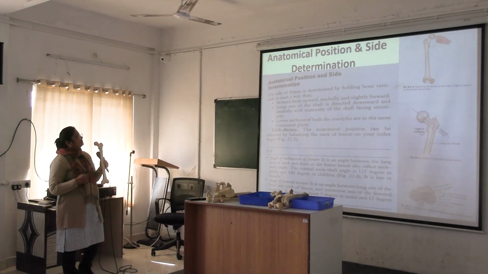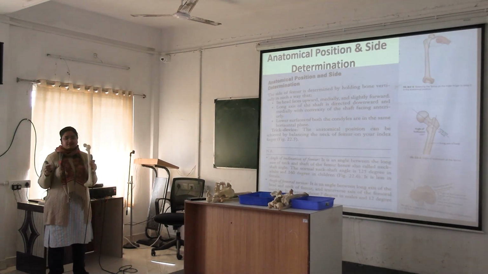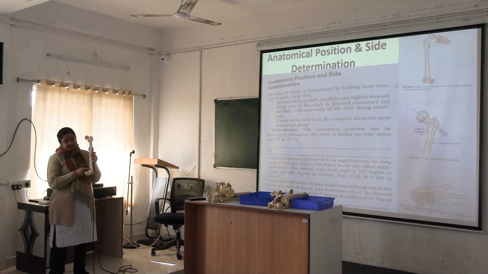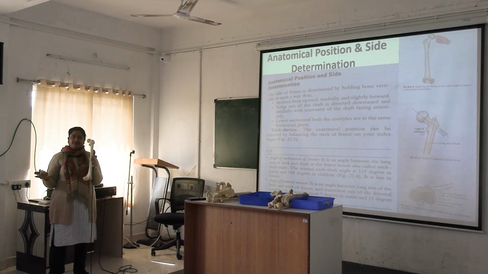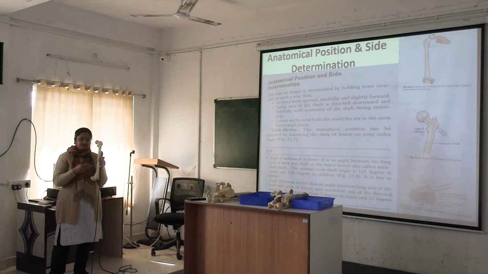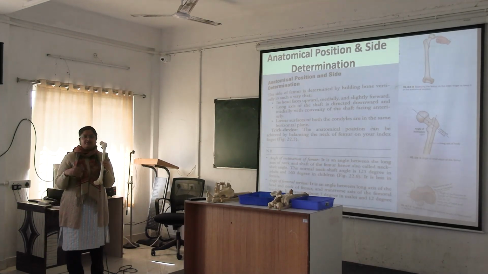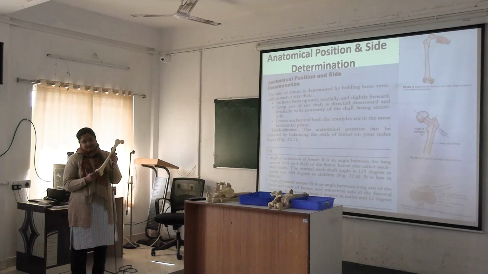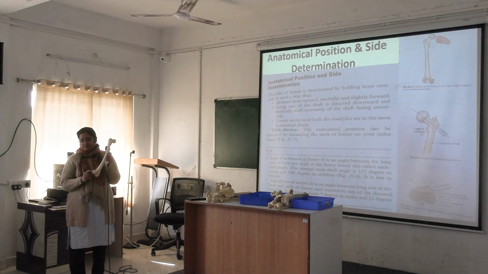Next we are going to the anatomical position. Here will be the attachment of gastrocnemius on this popliteal surface. Medially the medial head of gastrocnemius, laterally the lateral head of gastrocnemius, and here will be the attachment of the plantaris muscle.